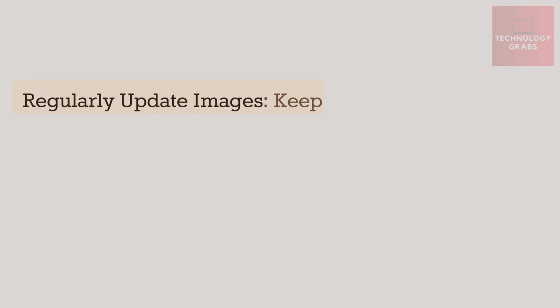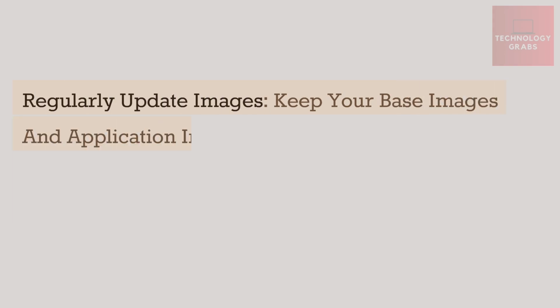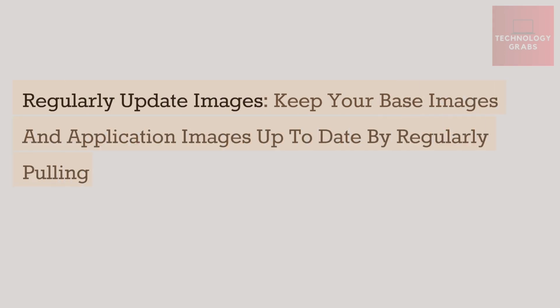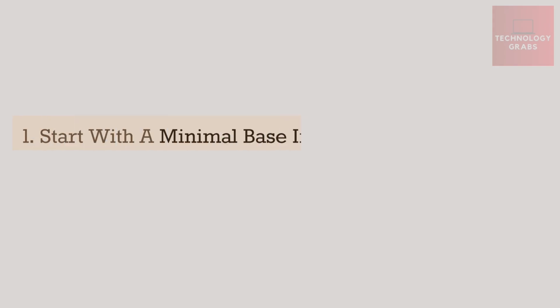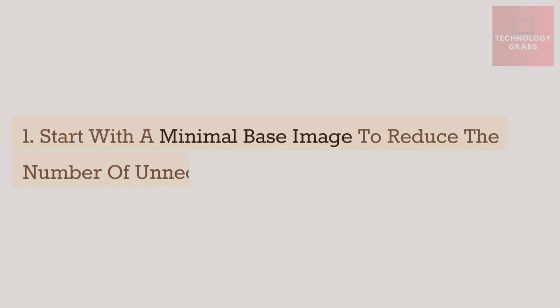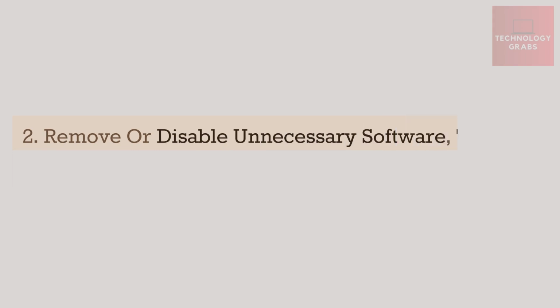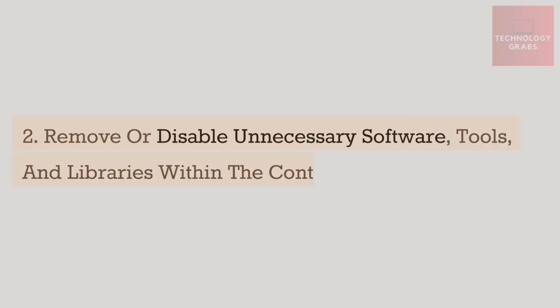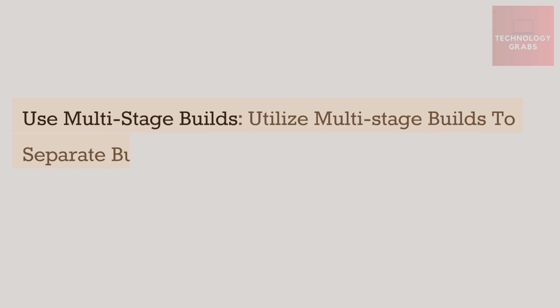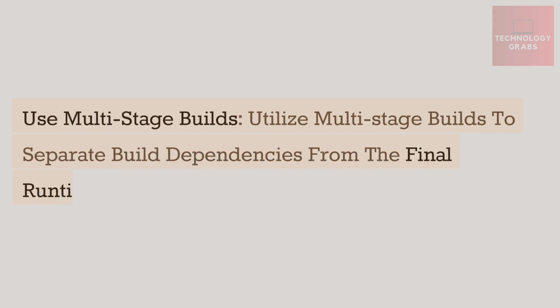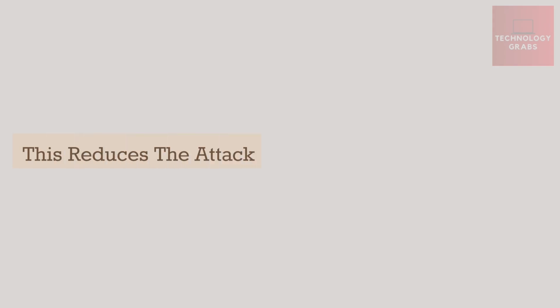Regularly update images. Keep your base images and application images up to date by regularly pulling the latest versions to incorporate security updates. Minimize attack surface. 1. Start with a minimal base image to reduce the number of unnecessary packages and services. 2. Remove or disable unnecessary software, tools, and libraries within the container. Use multi-stage builds. Utilize multi-stage builds to separate build dependencies from the final runtime image. This reduces the attack surface and image size.